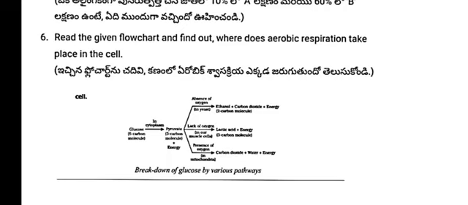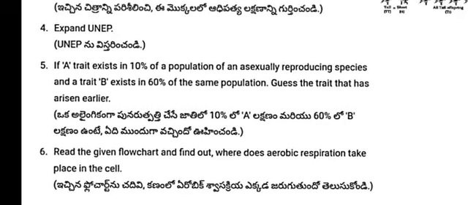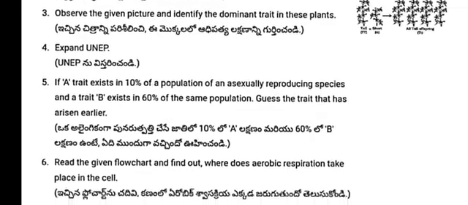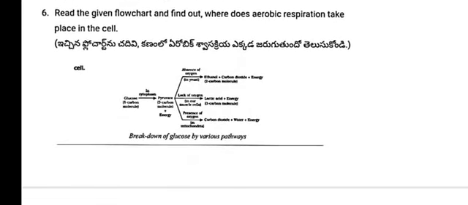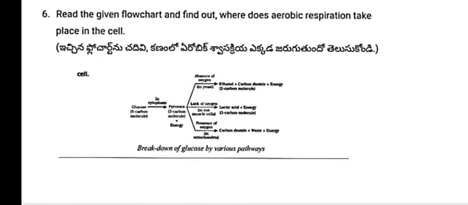6. Read the given flowchart and find out where aerobic respiration takes place in the cell. Section 2. Note: 1. Answer all the questions. 2. Each question carries 2 marks. 7. Why is the use of iodized salt advisable? 8. What questions will you ask if you have a chance to meet a gastroenterologist?